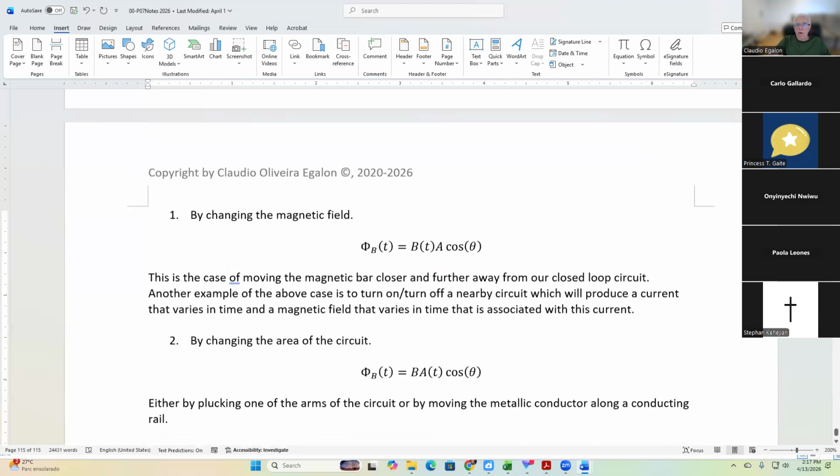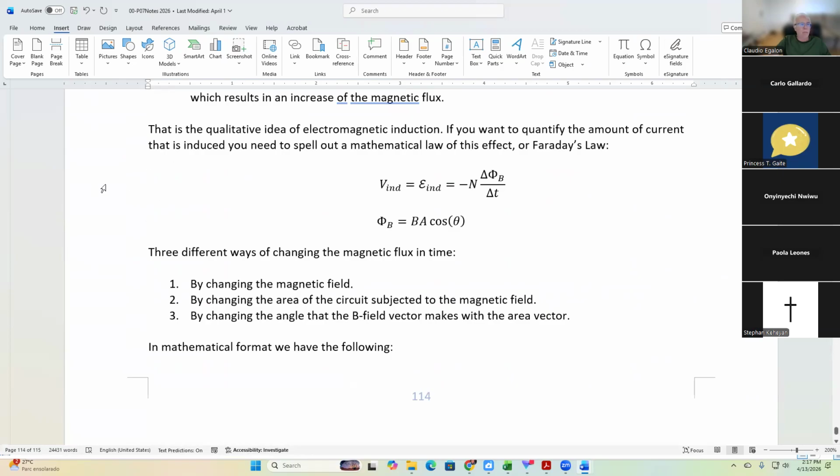And like I said, the mathematical formula that you have to memorize is this one. The induced voltage is equal to the change in magnetic flux with respect to the change in time. Good. Make it look nice, right?